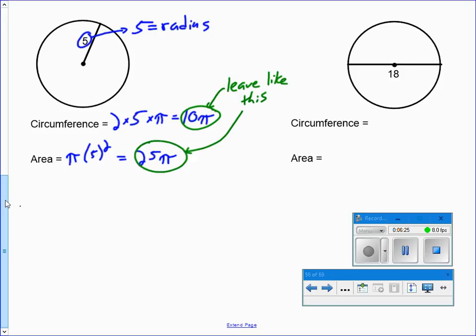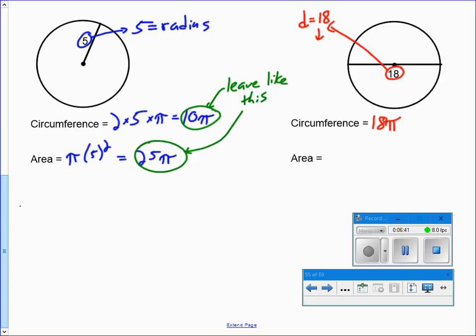Example on the right, we're not starting with the radius, we're actually starting with the diameter. We start with the diameter, it makes finding the circumference very easy. We just take that diameter and put a pi symbol in front of it. To find the area, though, we have to break this down.